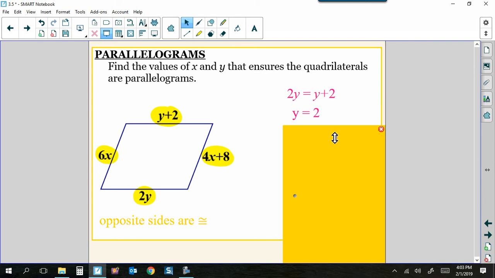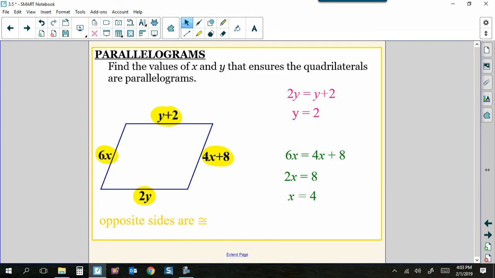As I said earlier, your x's are equal to each other because they are opposite. So therefore we can say that 6x is equal to 4x plus 8. You can use the subtraction property of equality to get 2x is equal to 8. And then if you divide by 2 on both sides, you end up getting an answer of 4.